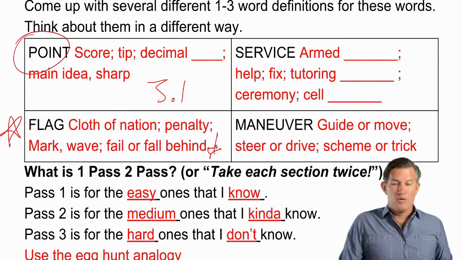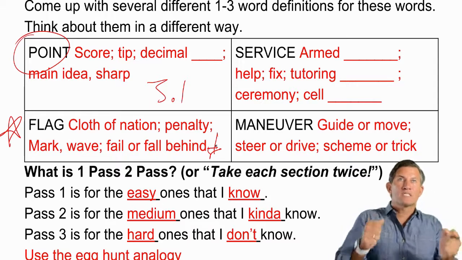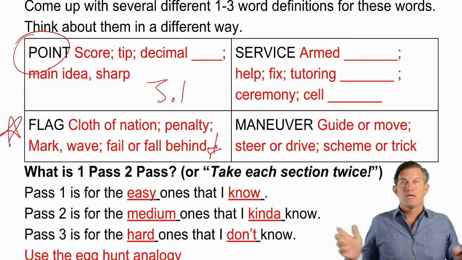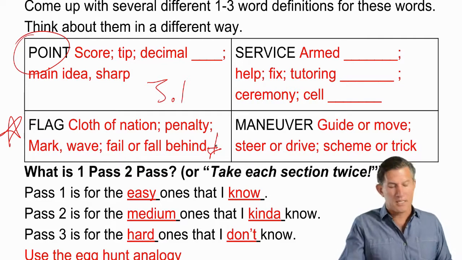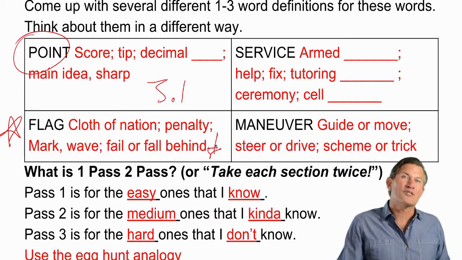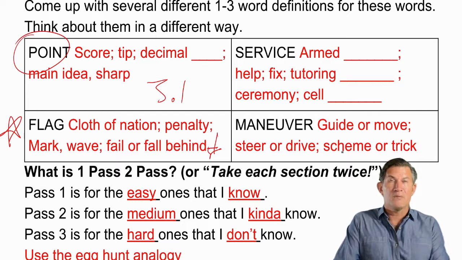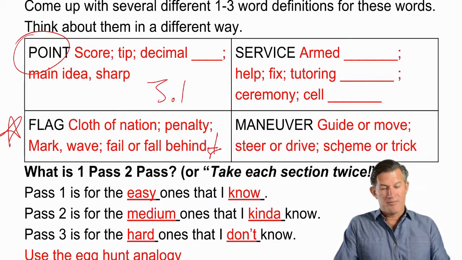Okay, maneuver. Maneuver is to guide or move something. I maneuver my car, I steer, or I drive it. Also, like a crossover dribble is a maneuver, or a 360 in soccer. That's a maneuver, a back heel kick. There's things that you can do. A maneuver can also be a scheme or a trick. So you might have to maneuver around.